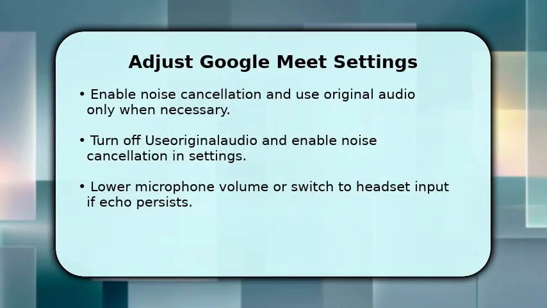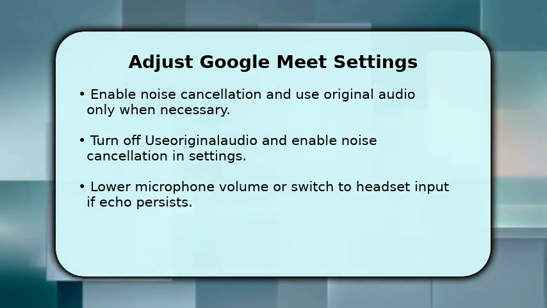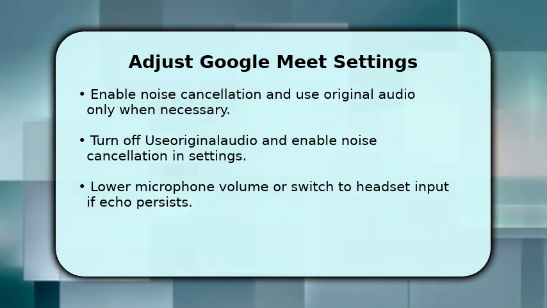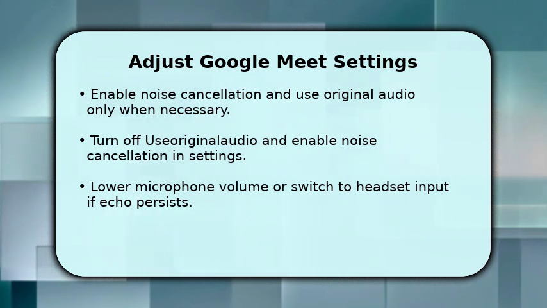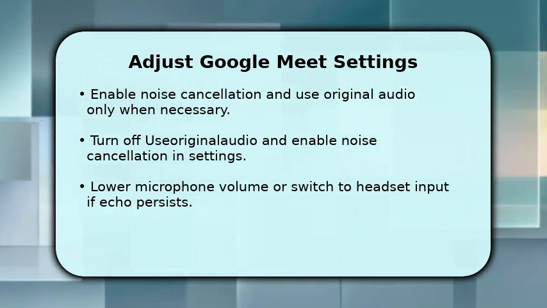Open the Google Meet settings menu and choose audio options immediately. Turn off Use Original Audio unless you need high-fidelity music or instruments. Enable noise cancellation to reduce background feedback and echoes for voices.